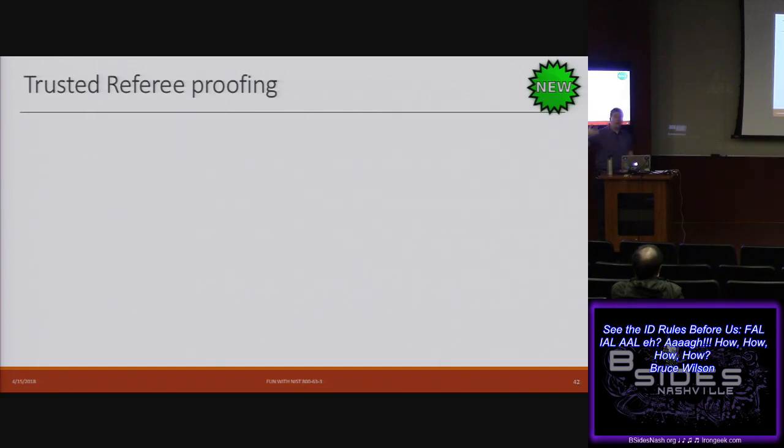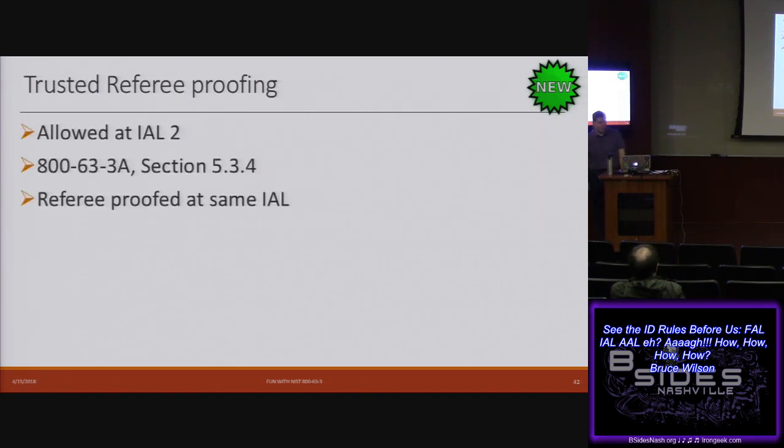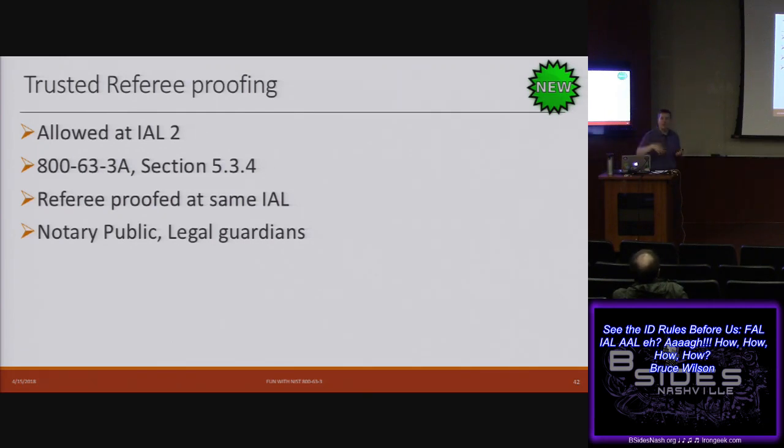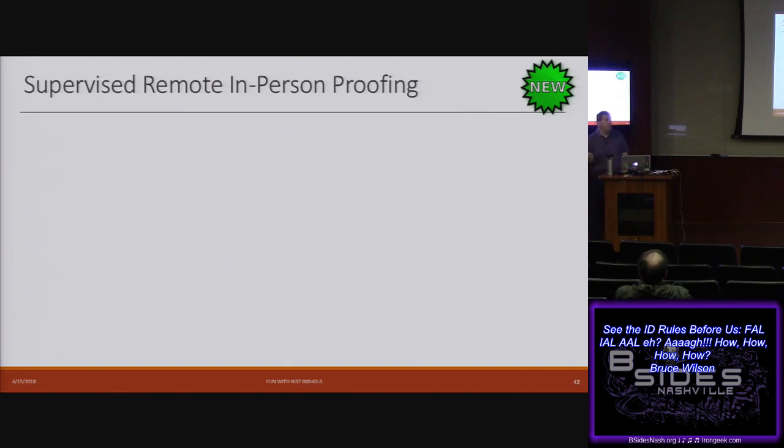So Rev 3 introduces much more clearly this concept of trusted referee proofing. That's allowed at level 2. It's described in that particular section. Key points being you have to identity proof that referee at the same level, but it's also allowing for some interesting things. I can rely on a parent that has been identity proofed at level 2 to vouch for a child and not have to get into a whole bunch of COPPA issues, for example. I can use notary publics for identity proofing at this. It's a huge change.